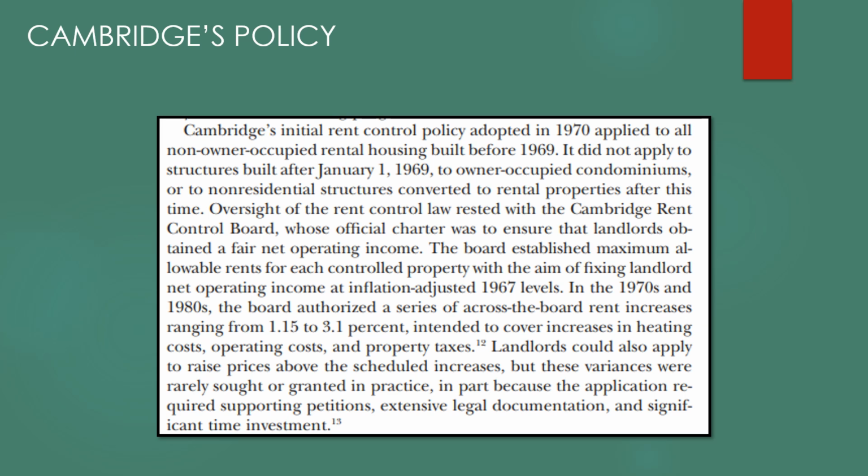So oversight of the rent control law rested with the Cambridge Rent Control Board, whose official charter was to ensure that landlords obtained a fair net operating income. And the board established maximum allowable rents for each controlled property with the aim of fixing landlord net operating income at inflation-adjusted 1967 levels. In the 1970s and 1980s, the board authorized a series of across-the-board rent increases ranging from 1.15 to 3.1%, intended to cover increases in heating costs, operating costs, and property taxes.